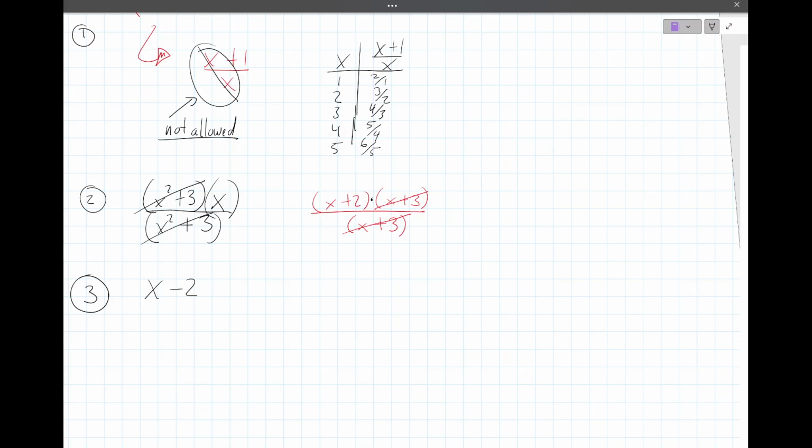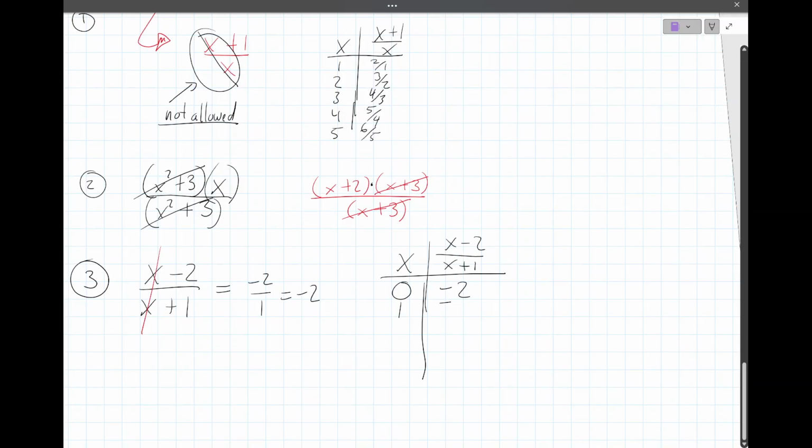If I had (x − 2)/(x + 1), this is just another variation of the first one. Then that would become negative 2 over 1, that's just negative 2. But if we were to make a chart again, x and (x − 2)/(x + 1), let's take a look how that goes. Let's start at 0. 0 minus 2 is negative 2, plus 1 is 1, so I get negative 2 there. Well, it works for 0. Okay, let's try some other ones. Let's do 1. 1 minus 2 is negative 1, 1 plus 1 is 2. I'd get negative 1 over 2.